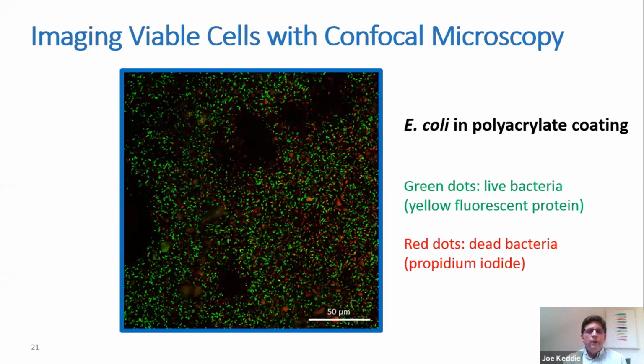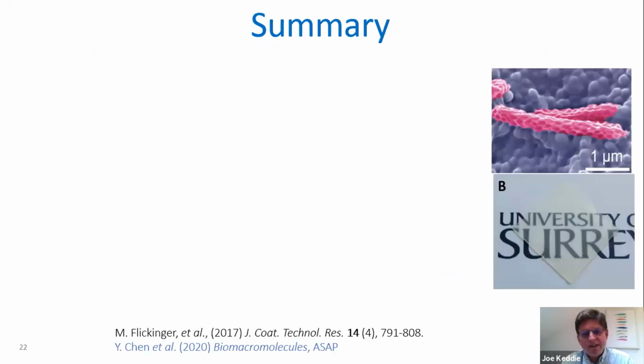And we could separately check the viability. So the question is, are the cells actually living? We had these genetically engineered cells that produced a yellow fluorescent protein, and we could also use propidium iodide, which identified the dead bacteria because it can penetrate the membrane of dead bacteria and stain it.